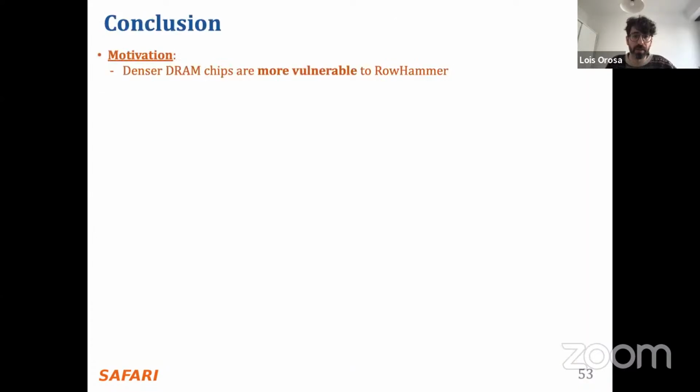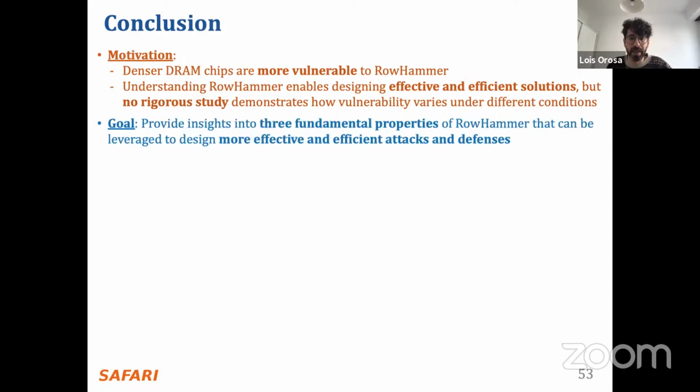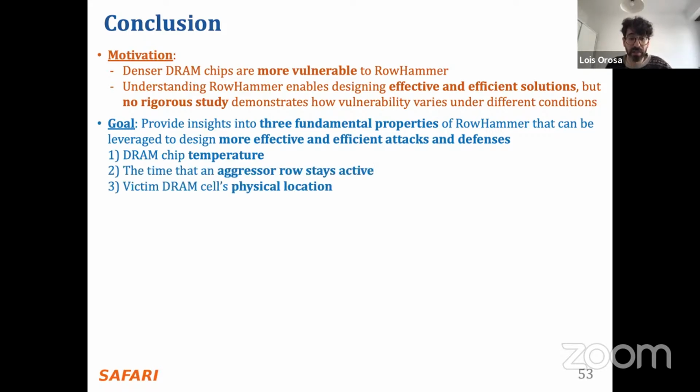To conclude, I will come back to the first slide. Denser DRAM chips are more vulnerable to RowHammer, and understanding RowHammer is critical to find effective and efficient solutions. However, no rigorous study demonstrates how this vulnerability varies under different conditions. In this work, our goal is to provide insight into three fundamental properties of RowHammer that can be leveraged to design more effective and efficient attacks and defenses. These three properties are DRAM temperature, the time that an aggressor row stays active, and victim DRAM cells' physical location.